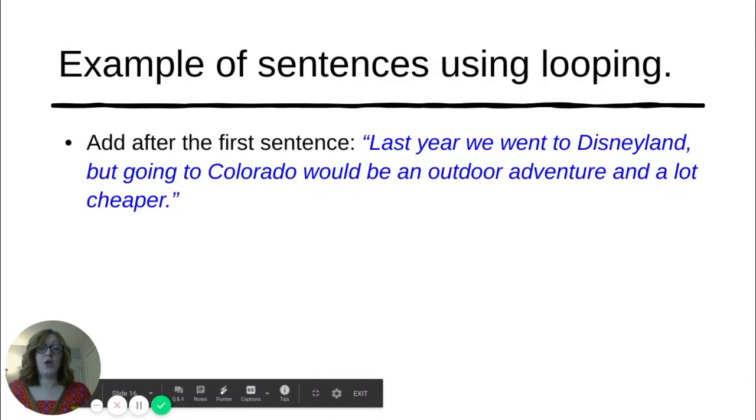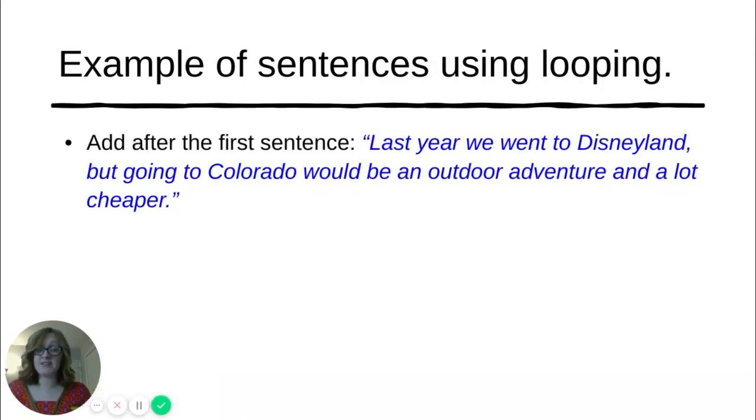For example, one could start looping after the first sentence. We could add, last year we went to Disneyland, but going to Colorado would be an outdoor adventure and a lot cheaper. By looping back and adding this sentence, we have talked about a past trip that our family has taken. We have given a new vacation idea, appealed to the family's sense of adventure, and also made an attempt to convince the family it will be less expensive this year.